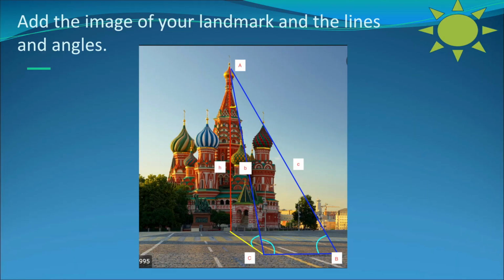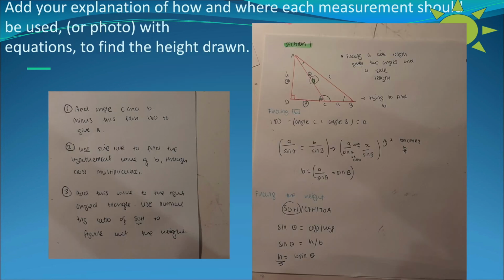This is my landmark. It's St. Basil's Cathedral in Russia, and I've done some lines and angles to create a right angled triangle and a non-right angled triangle. In the non-right angled triangle, that one is blue. We are trying to find the B side. So we're using sine rule to find this with the angles C and B that we assume to know.